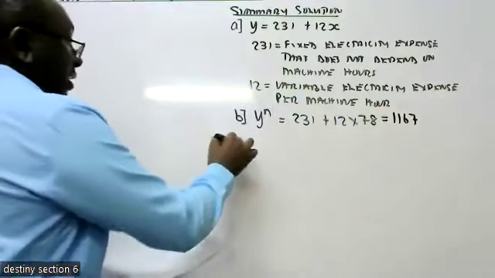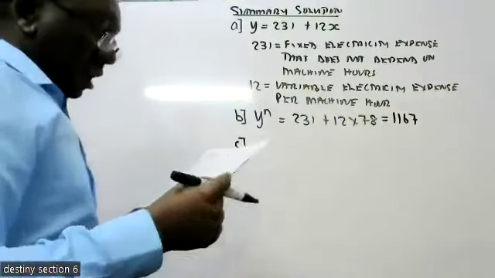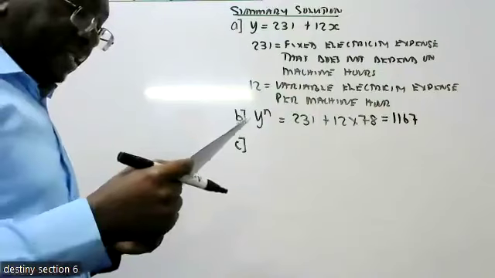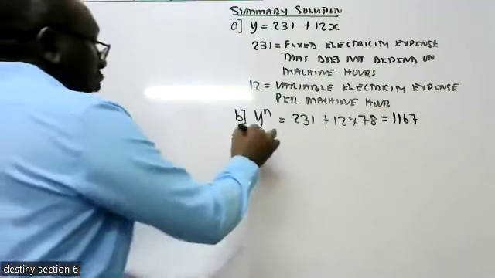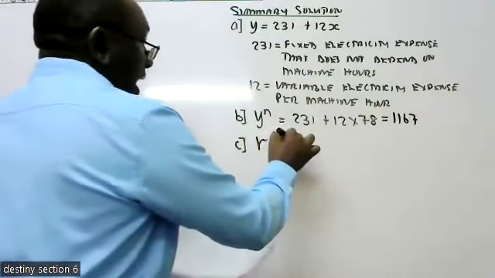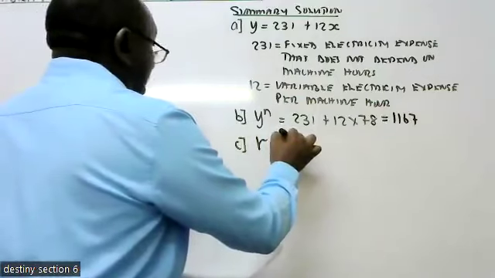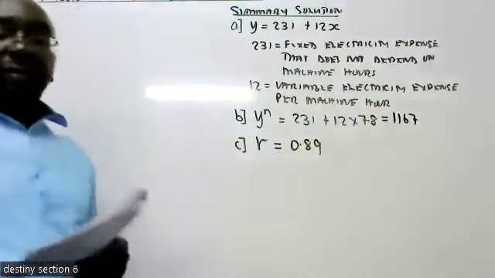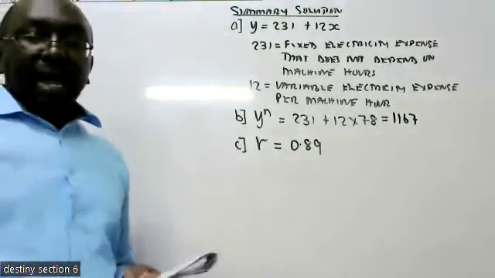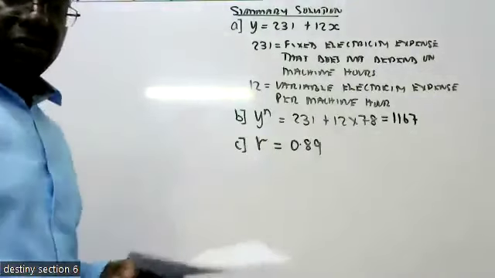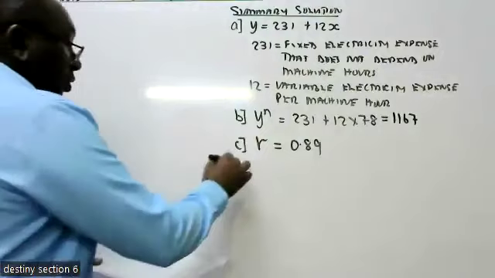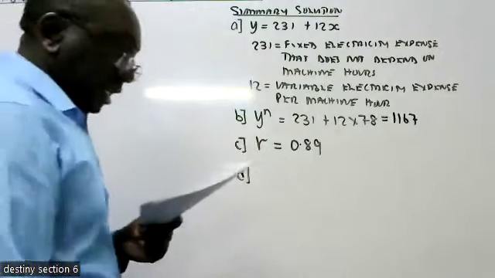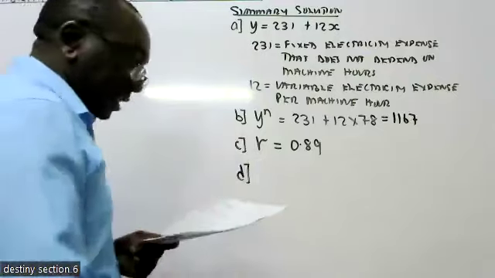Number C, the product moment correlation coefficient between machine hours and electricity. So this is what we have called R. I think we got 0.89, and we interpreted it, so I'm not going to repeat the interpretation because we interpreted it earlier.